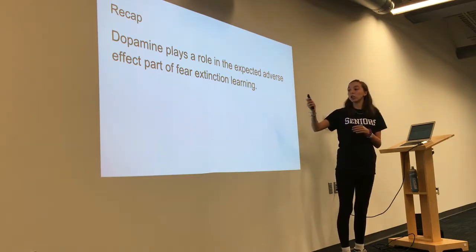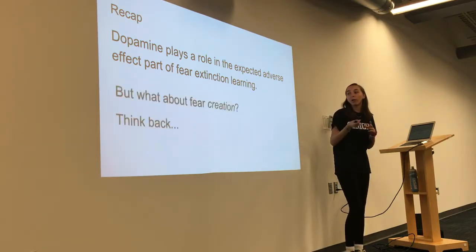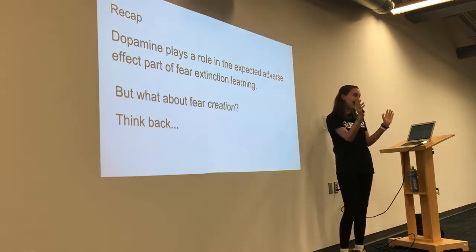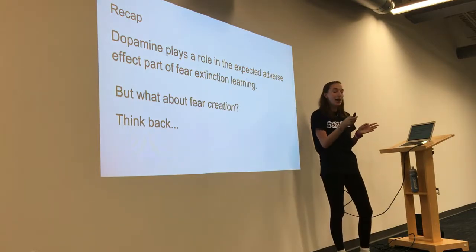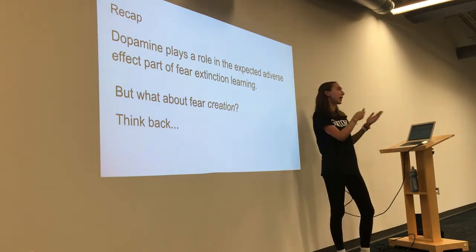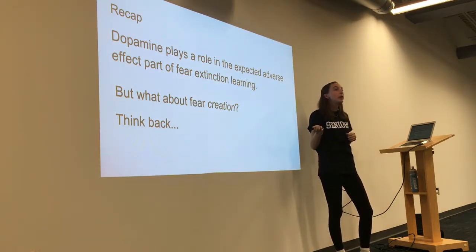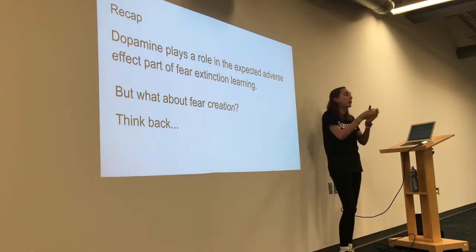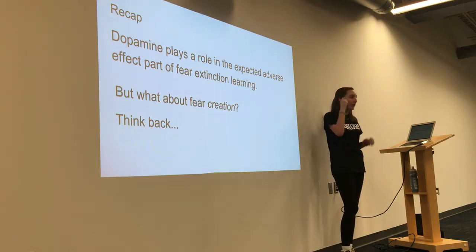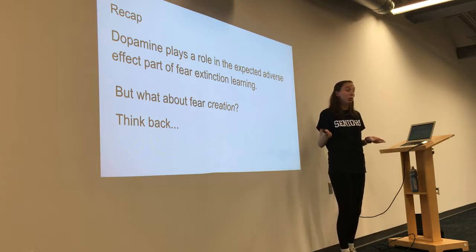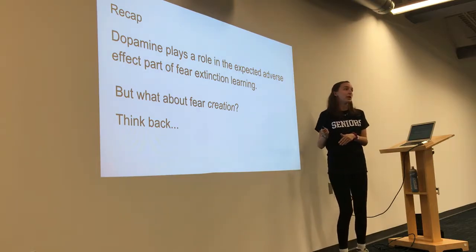So that experiment was based on extinction learning, but they wanted to ask, what about fear creation? So what about that training period? Does dopamine play a role then? And if you think back to what I said earlier about dopamine, anytime a major event happens, there's evidence that shows that dopamine is fired. So they're thinking anytime when the mice originally get shocked, dopamine is fired, and therefore dopamine will play a role. So they wanted to research into that.